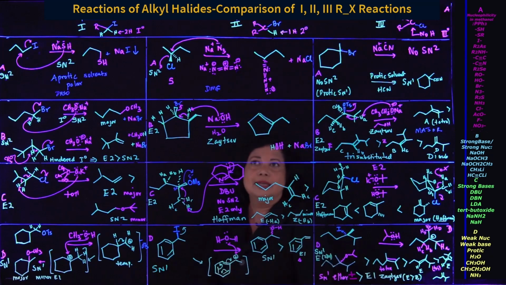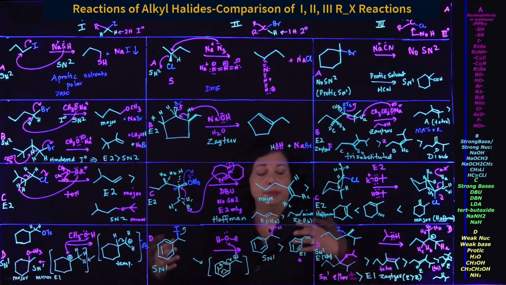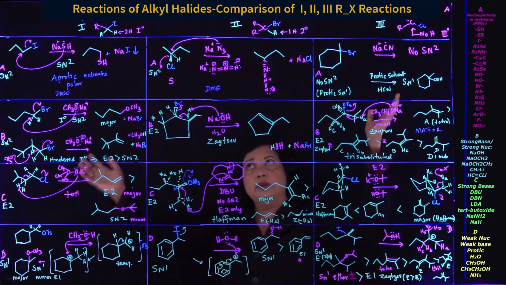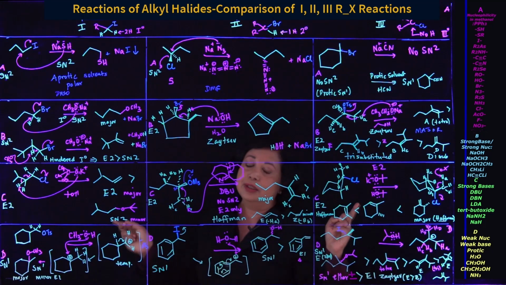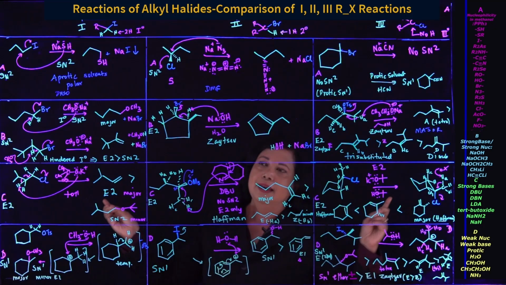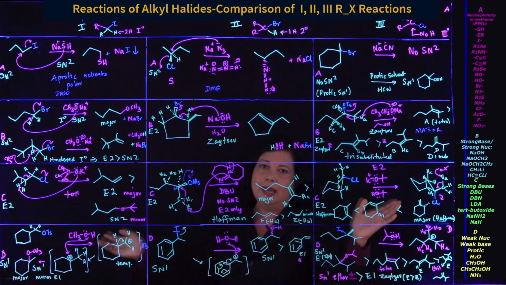All right, so in conclusion, I would like to say that you really cannot generalize and say, this is what a nucleophile is going to do, or this is what a base is going to do. You really have to look at the substrate and sometimes even the solvent to decide what the pathway is going to be. It all depends on sterics, electronics, and the energetics of these reactions.